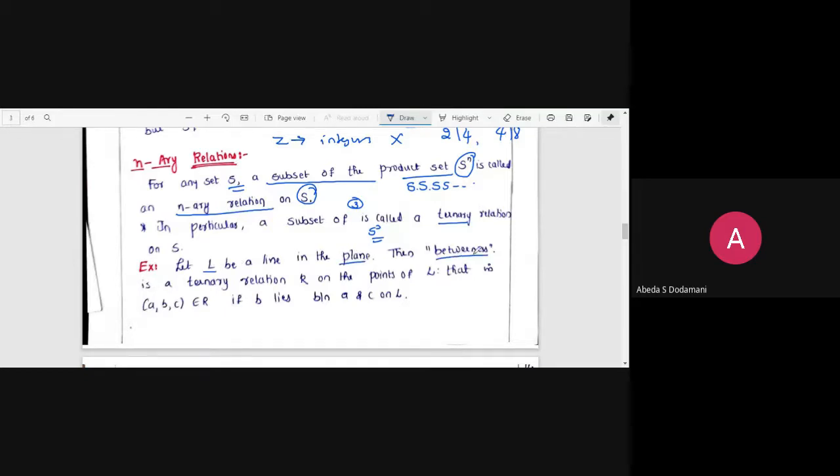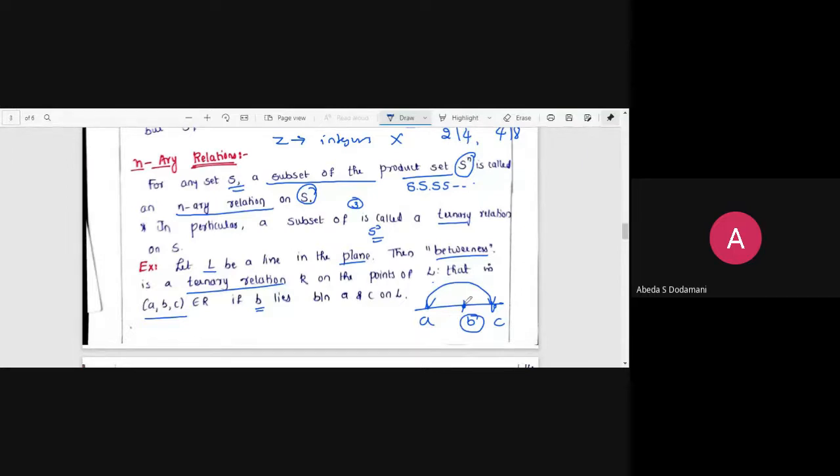Then betweenness. Suppose here I'm talking about A, B, C. There are 3 points I'm talking about. So betweenness is a ternary relation R on the points of L, that is A, B, C belongs to R. So here B lies in between A and C on the line L. So for example, this is my line. This is my point A, this is my point B, this is my point C. So here A, B, C, there are 3 points. You can see B is lying in between the points A and C. This betweenness which I am talking about is the ternary relation because there are 3 points, and I am interested in this relation.